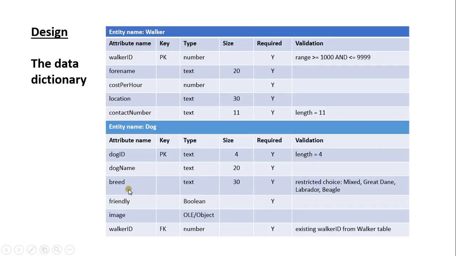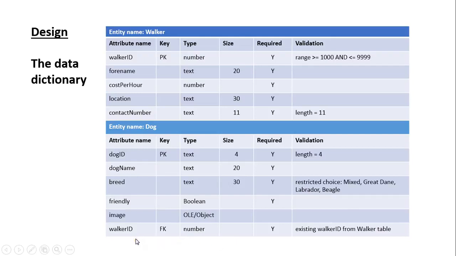And the breed is going to be a restricted choice, so I'm going to have a drop-down list of these words, and when you're creating your data dictionary, it's important to remember to list the different choices that will be on your restricted choice list.